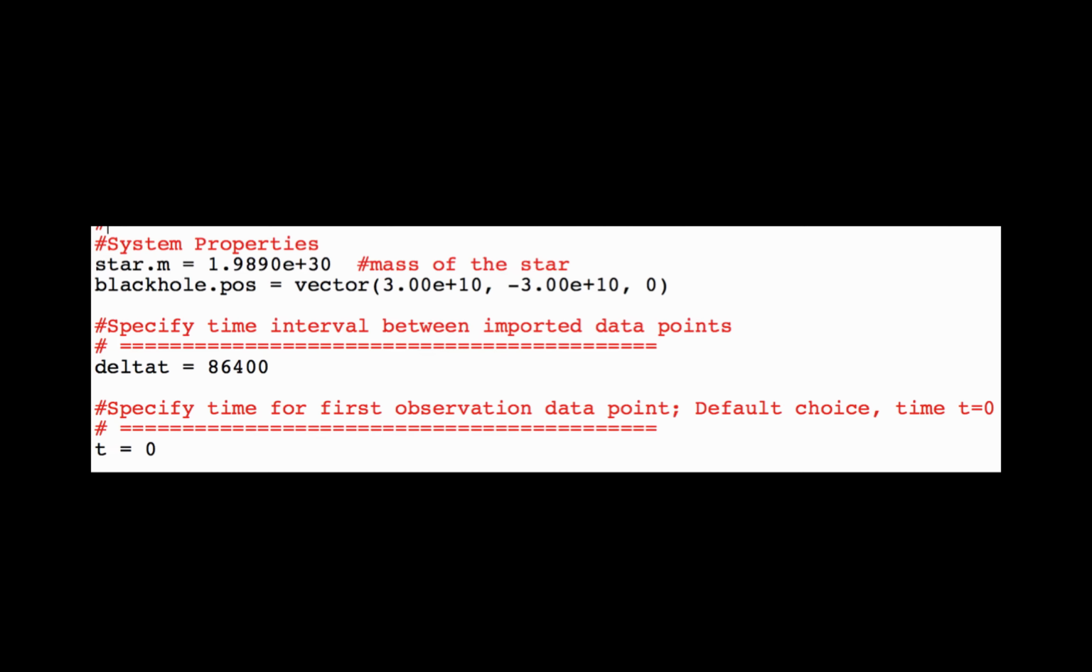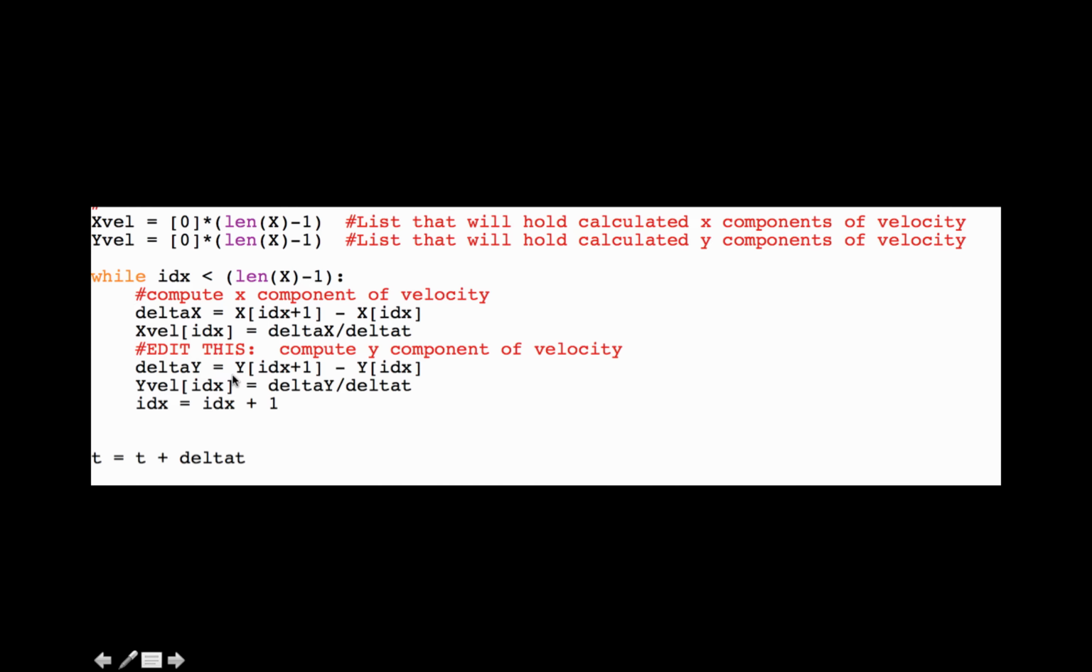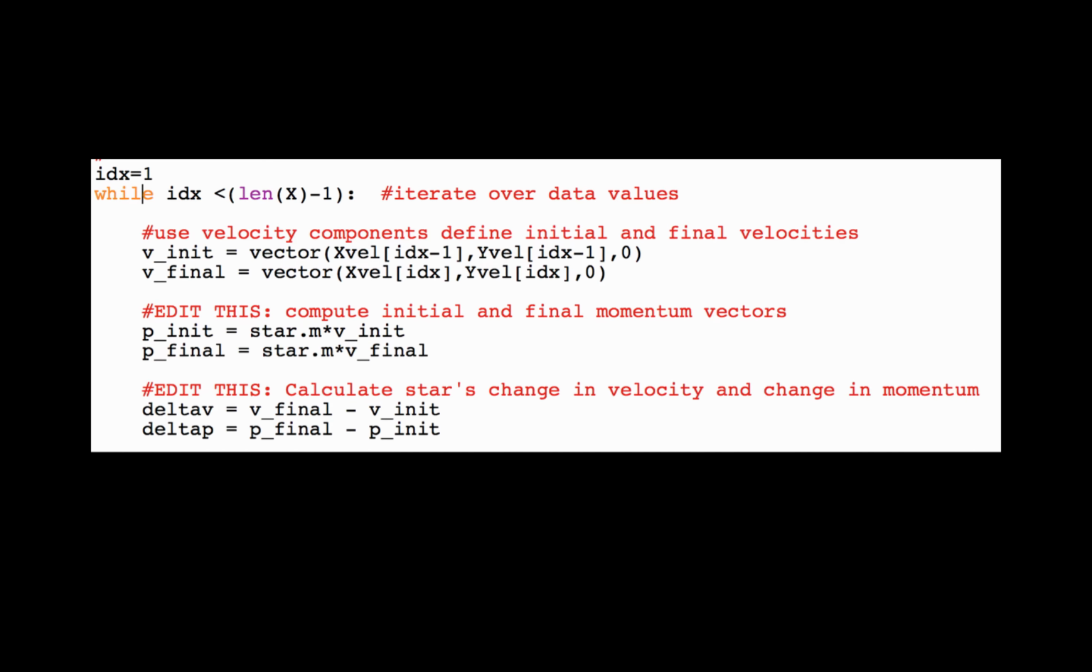First, we have to plug in the given data from the lab, including the star mass, black hole position, and delta t. We import the position data from the CSV file, then in the first while loop, we make Python calculate the velocity of the star on its trajectory orbiting the black hole. In the second while loop, we find v initial and v final, and from this we can find p initial and p final. That is just the mass times the velocity. From this we can find delta v and delta p.